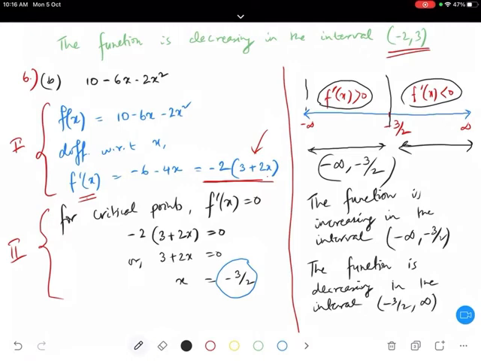Nobody wants to share their answer. That's why. Acha. So that's it. Question number B is done.